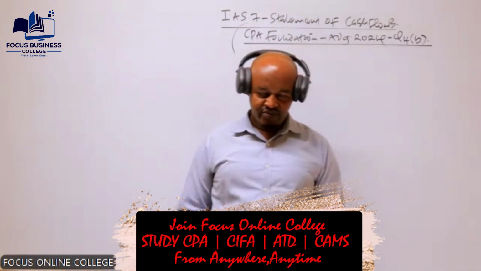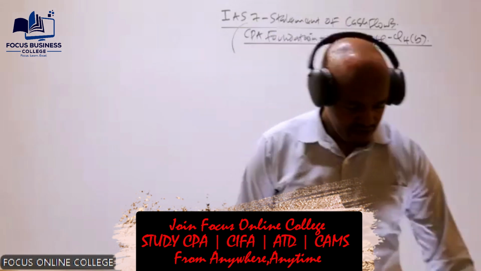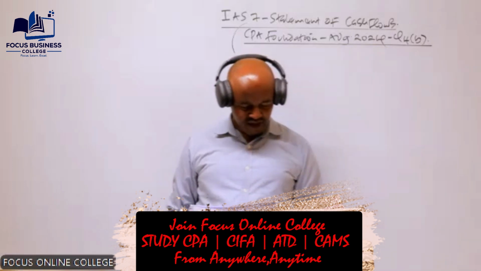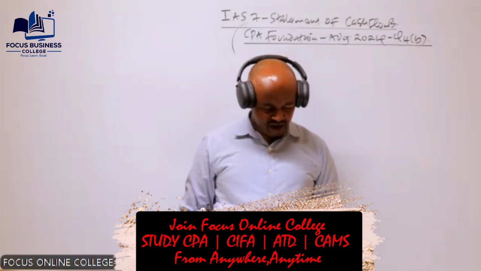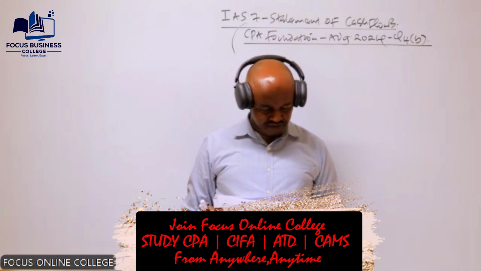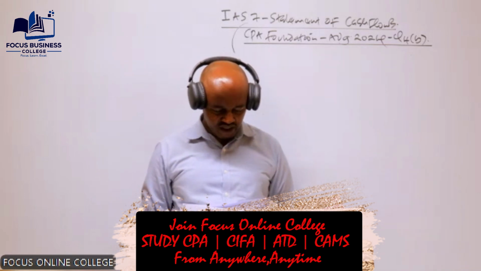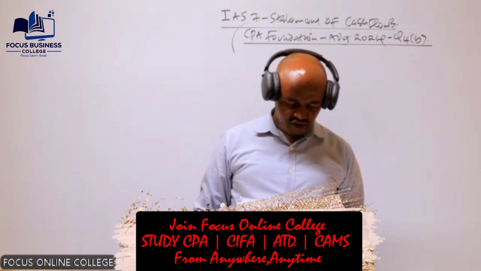So let's go through it. We see what we are told and equally what the examiner was requiring here. The question reads, part B, question 4B: the following are the financial statements of Precious Limited for the year which ended 31st of March 2023 and 31st of March 2024.